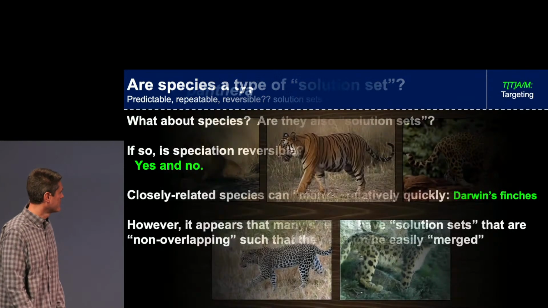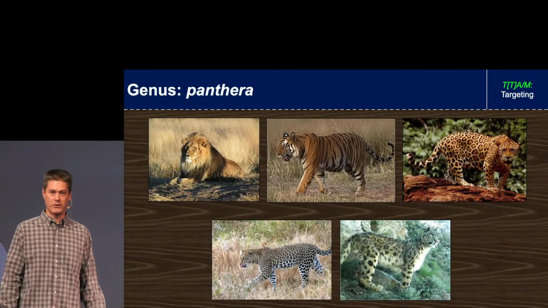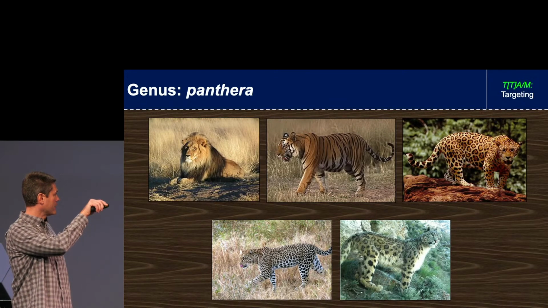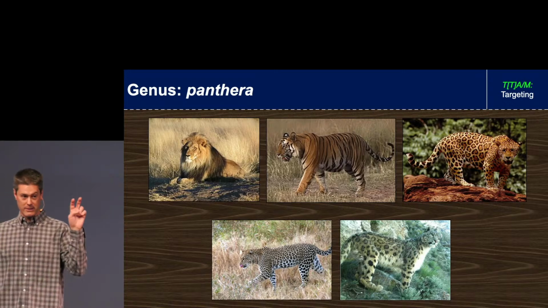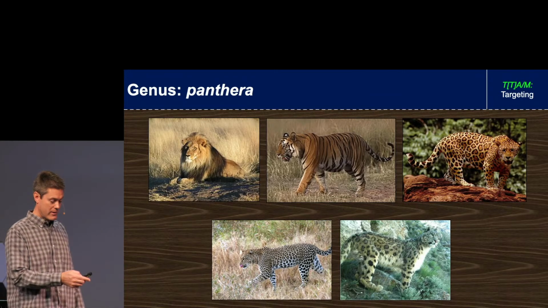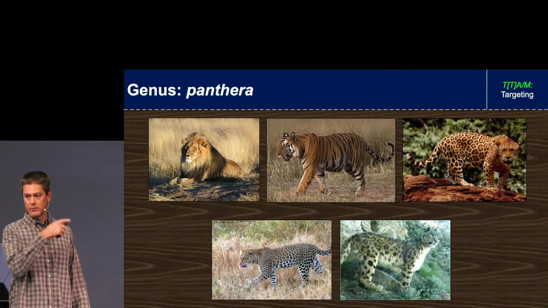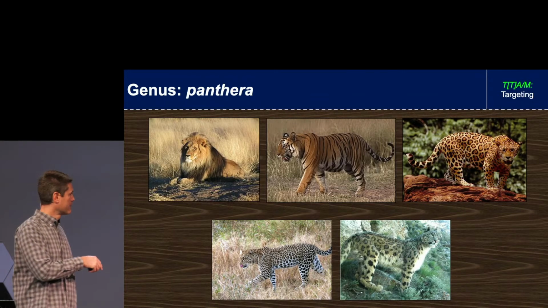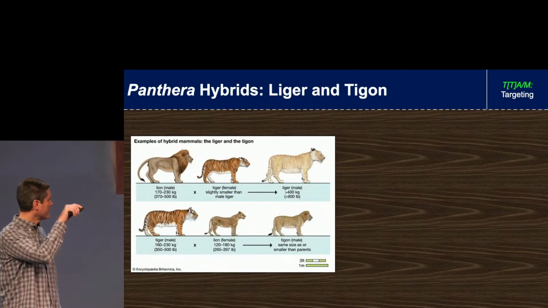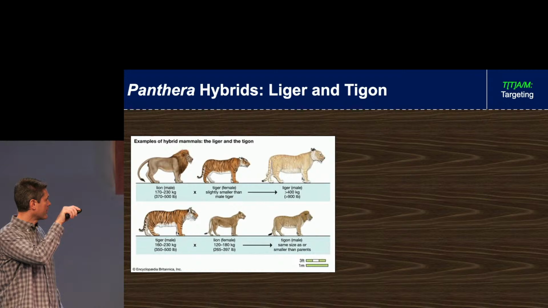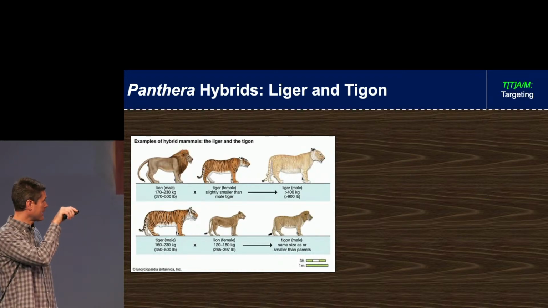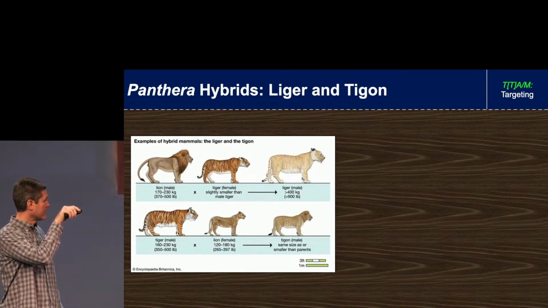I'll give you a few examples. This is the genus Panthera. Of course, you got your lion, your tiger, your jaguar, your leopard, and your snow leopard. These are different solution sets, or so it would appear, to environmental issues that these cats encountered. But what happens if you try to mate these together? You get a hybrid, and there's a couple of examples. If you take a male lion and a female tiger and mate them together, you get something called a liger. And if you do a male tiger and a female lion, you get a tigon.